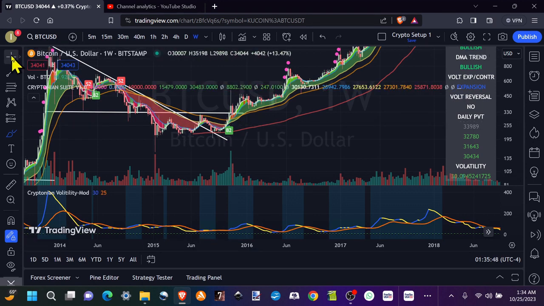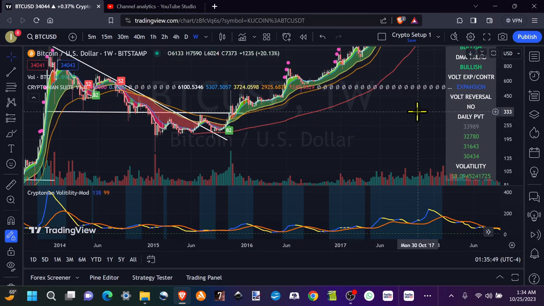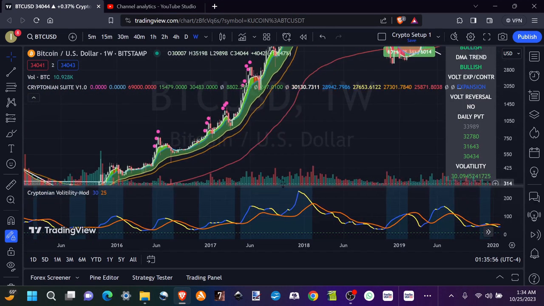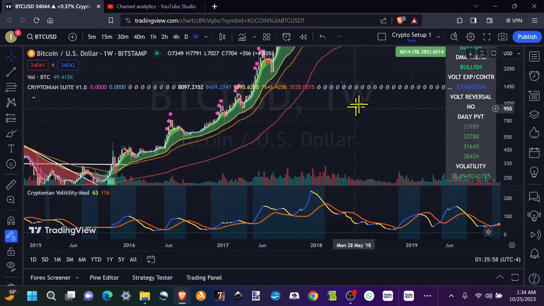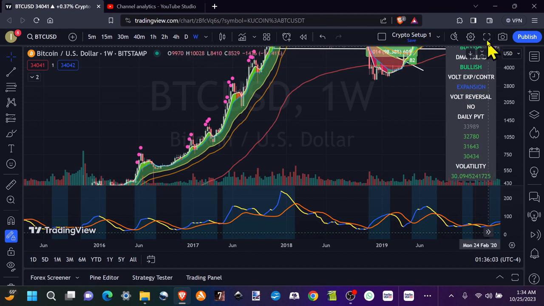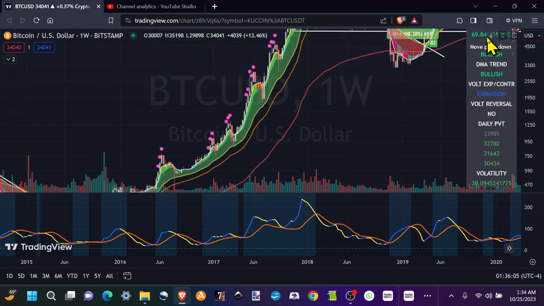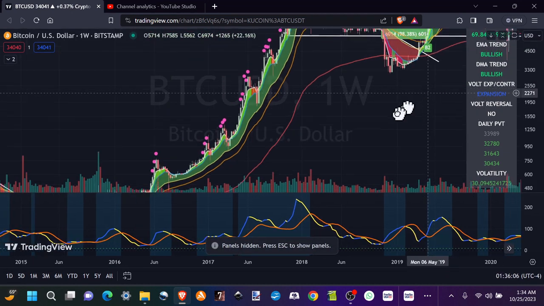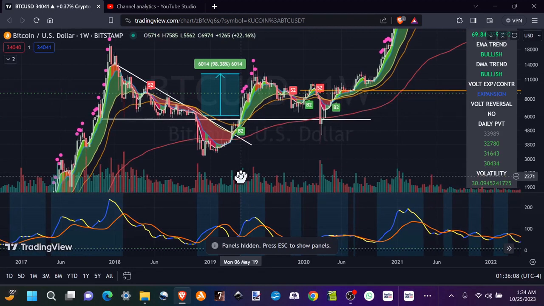Now let's take a look at some other cycles. Again, this is the bear market of 2014, 2015, and we started a new run in 2015, and look at how it just went up and up and up, until we had another bear market.